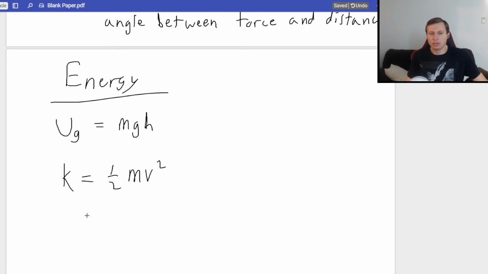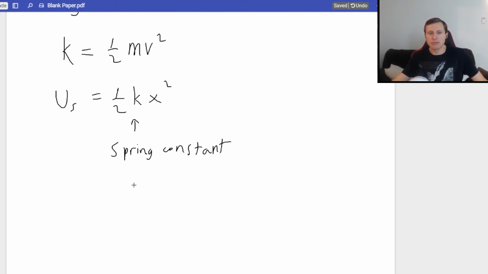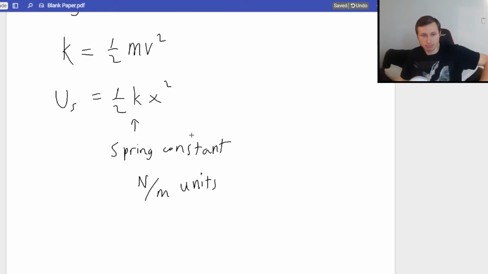And then the last one, the least important, is potential energy stored in a spring. That's going to be 1/2 kx squared, where k is the spring constant. A lot of people forget that. K is the spring constant. And that is going to have units of newtons per meter. So if you ever see units of newtons per meter in the problem, you know that's k. You know it's the spring constant. And then x here is the distance it's stretched or compressed. And they'll tell you that in the problem, most likely. So these are the three kinds of energy. Now, what can we do with this? Well, we can do some pretty cool stuff.